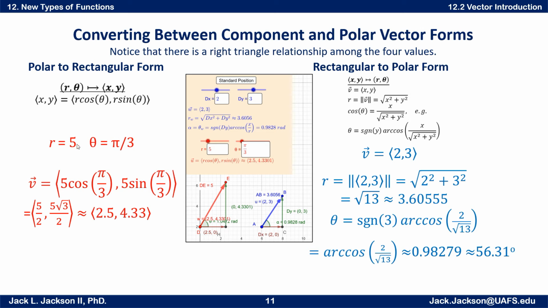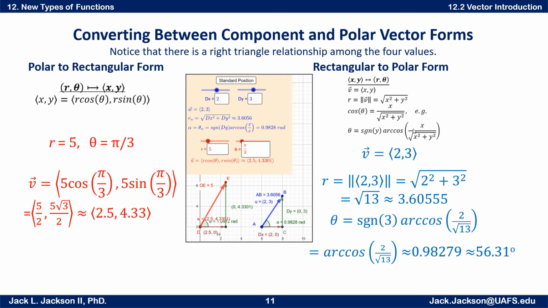Well, it's r cosine theta, comma, r sine theta. R is 5, and of course theta is pi over 3. We know cosine of pi over 3 is 1/2, and sine of pi over 3 is square root of 3 over 2. That comes from our basic pi over 6, pi over 3, pi over 2, i.e. 30 degree, 60 degree, 90 degree triangle, which is basically half of an equilateral triangle. And so we can get that basic thing. Of course, 5 halves is 2.5. 5 square root of 3 over 2 is approximately 4.33. And if you look, that's approximately what we have here, determined by the Geogebra app for that one.